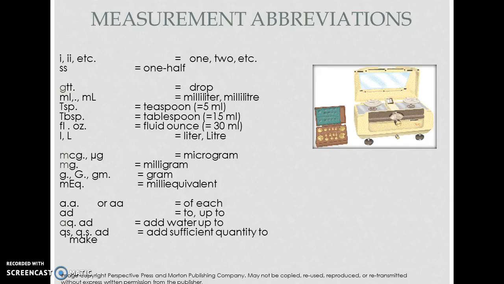MCG, or you may see a Greek symbol, meaning micrograms. Okay, so that's micrograms. MG, milligrams. G, grams. MEQ, milliequivalent. AA, of each. AD, up to. AQ AD, add water up to. QS AD, make a sufficient quantity to. Okay.